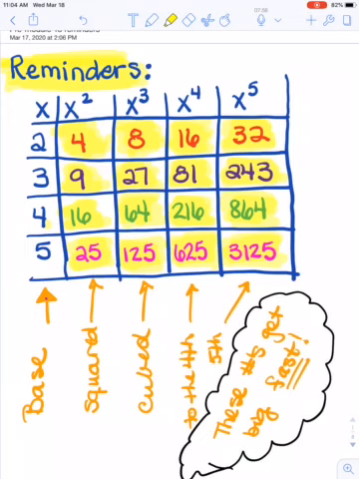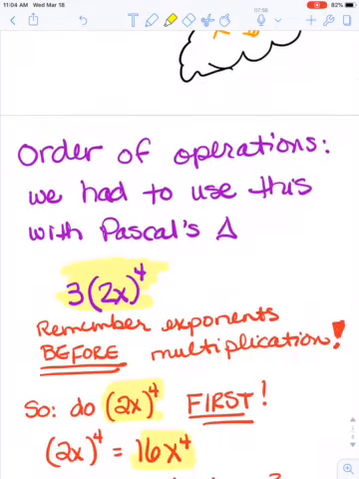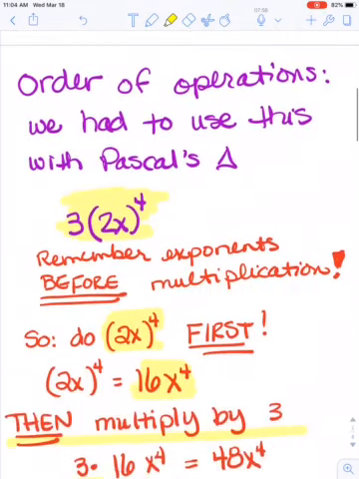Part of why we made the chart, if you remember, is that other than 2, even at 3, these numbers get very big very fast, okay? And that's going to be really important coming up in our next chapter, because chapter 13 is on exponential functions. And so those are numbers that get very big or very small very fast.